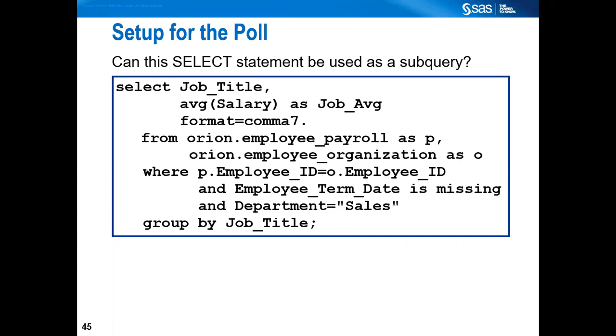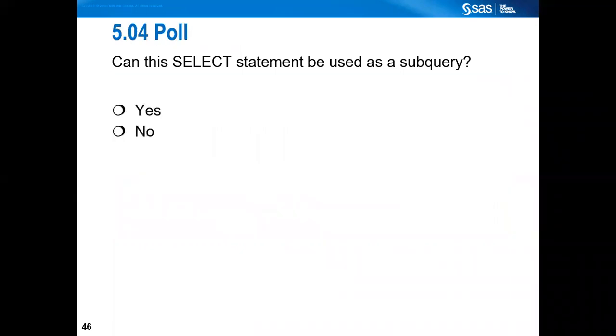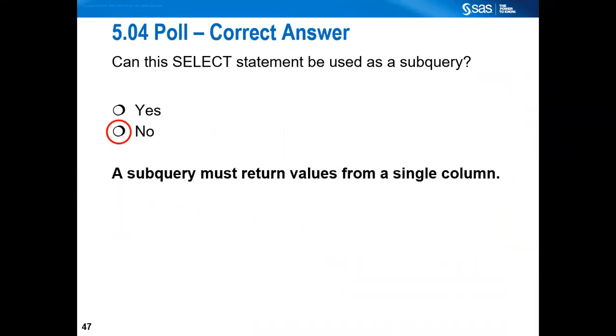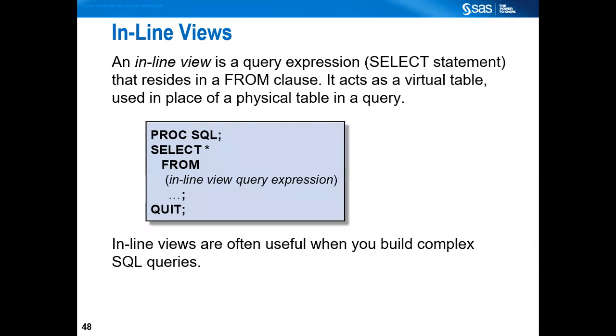Yes. Are you sure? How many columns is it querying? No, one. Yeah. And we cannot write a subquery which queries more than one column. Agreed, everyone? Yes, sir. So this query cannot be used as a subquery because a subquery must return values from a single column. So this query we can use as an inline view.